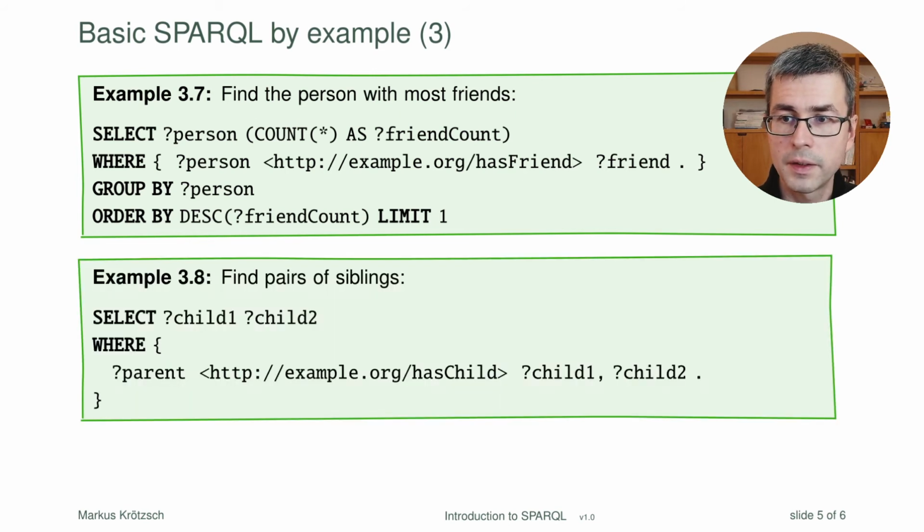Okay, and here's one more before I conclude. So what we want to do here is to find pairs of siblings. I want to select child 1 and child 2, the two siblings, where some parent has child 1 and child 2. So what I'm using here is an abbreviation from Turtle that you have learned about earlier. If we put a comma instead of a full stop after a triple, it means that the next triple uses the same subject and predicate. So we are asking for parent having child 1 and parent having child 2. And these are the results. Okay, so this gives us all pairs of siblings.